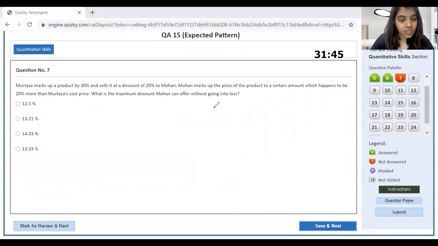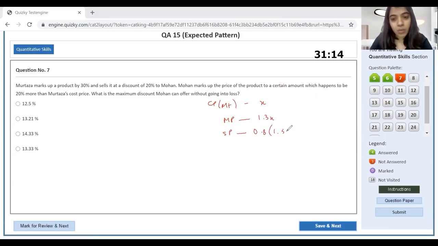Murtaza marks up a product by 30% and sells it at a discount of 20% to Mohan. Okay, so let's just take it one thing at a time. Let's assume the cost price for Murtaza is equal to x. He marks up by 30%. What is the marked price? 1.3x. Discount of 20%, so SP is 80% of the marked price, 13 times 8 is 104, 1.04x. Now this becomes our cost price to Mohan.